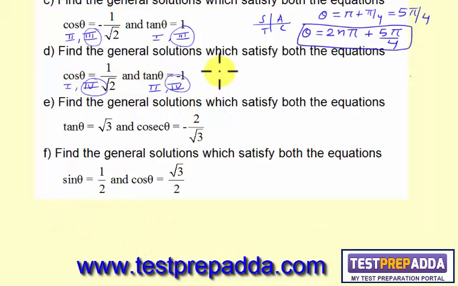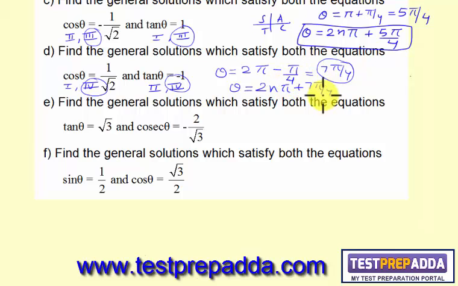Okay, and that is why we say theta as 2 pi minus pi by 4, and that is 7 pi by 4. So 7 pi by 4 is the angle which lies between 0 to 2 pi and satisfies both the equations. Cos 7 pi by 4 is 1 by root 2 and tan 7 pi by 4 is minus 1. So the general solution here will be written as what? 2n pi plus 7 pi by 4. Got it?